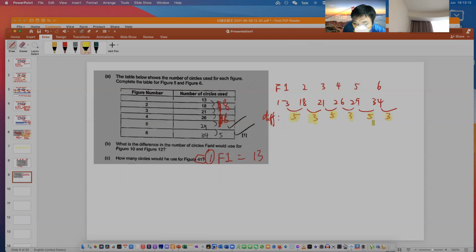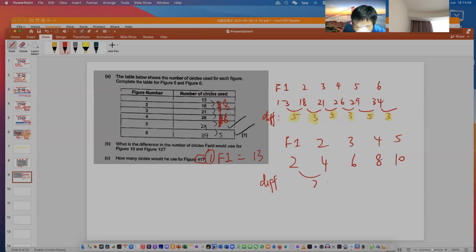So this is the type of number pattern question we don't have a formula for, if the difference alternates between 5 and 3. We have never learned this before. But what we have learned is, let's say if I have another question, figure 1, 2, 3, 4, 5. Let's say this is 2, this is 4, this is 6, this is 8, this is 10. So we have learned this before.